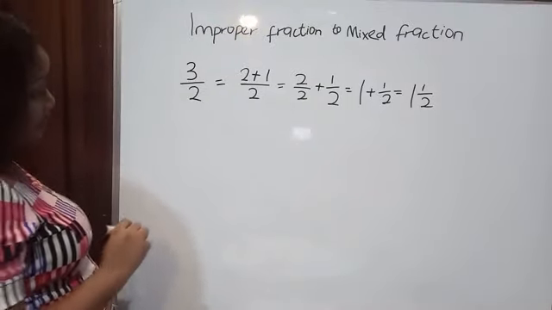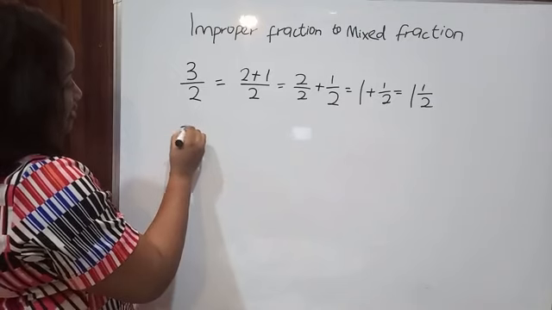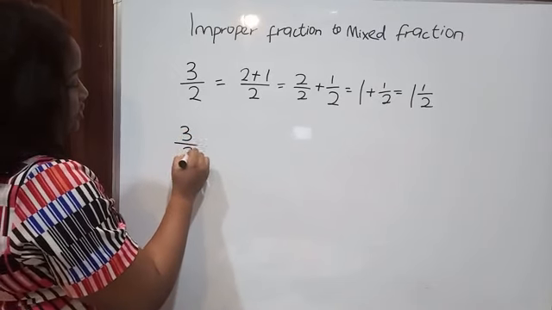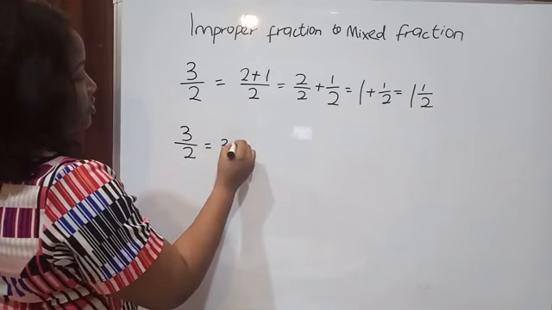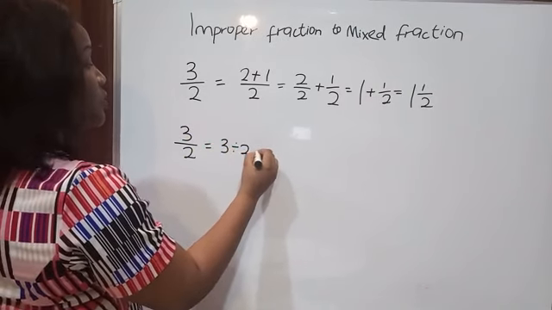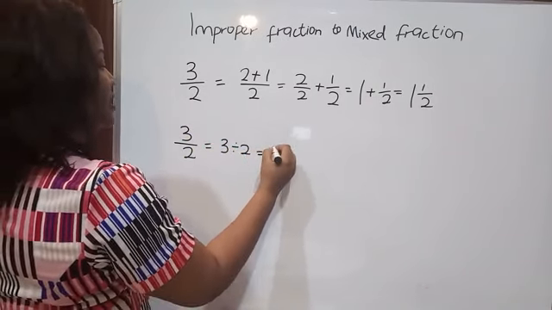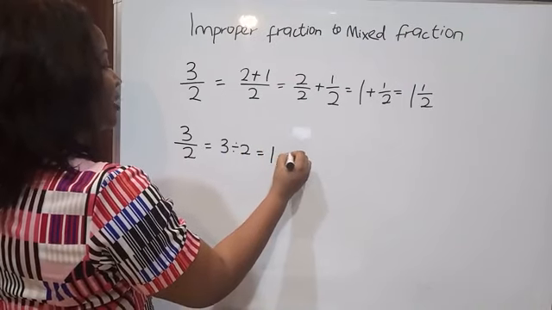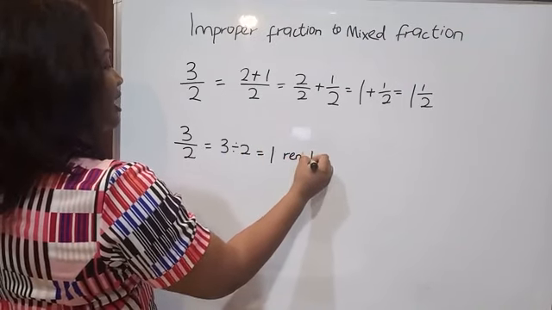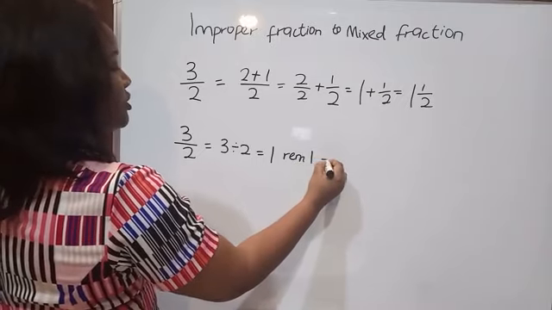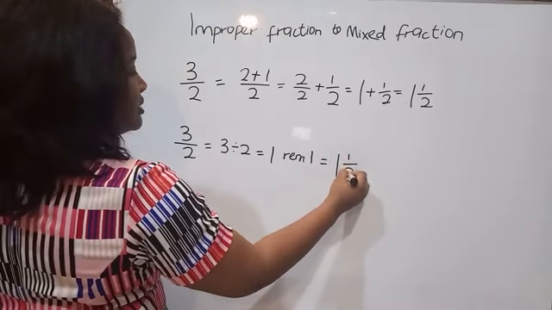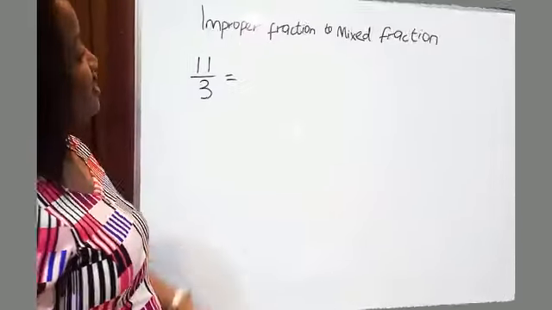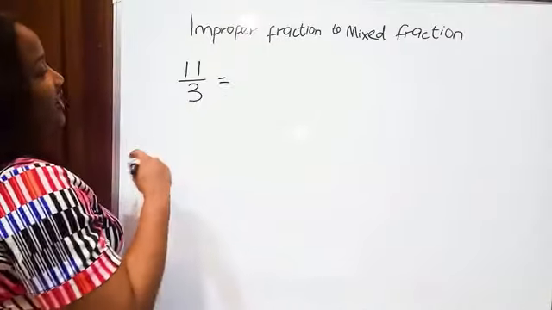Or more quickly, if you have 3 over 2, you can just say 3 divided by 2, which gives us 1 remainder 1. And that remainder 1 still divides 2, so it will be 1 whole number 1 over 2. That's 11 over 3. Okay?